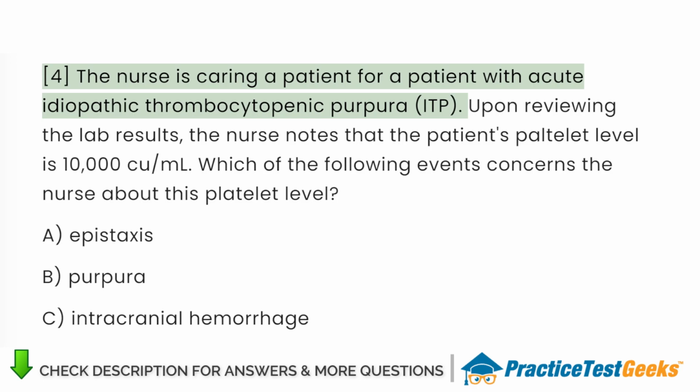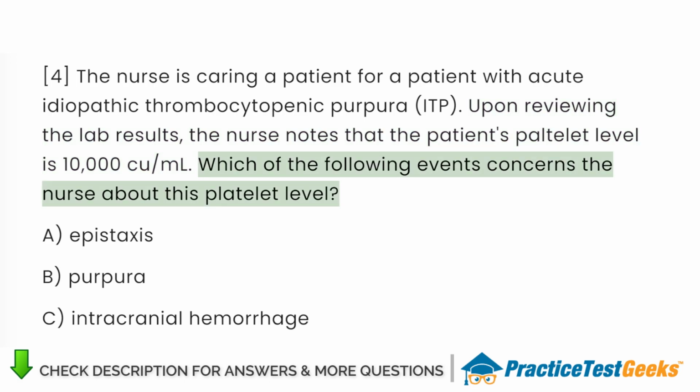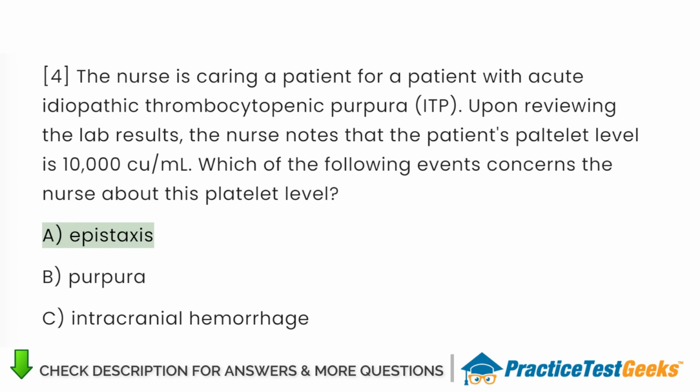The nurse is caring for a patient with acute idiopathic thrombocytopenic purpura, ITP. Upon reviewing the lab results, the nurse notes that the patient's platelet level is 10,000 per cubic millimeter. Which of the following events concerns the nurse about this platelet level? A. Epistaxis. B. Purpura. C. Intracranial hemorrhage.